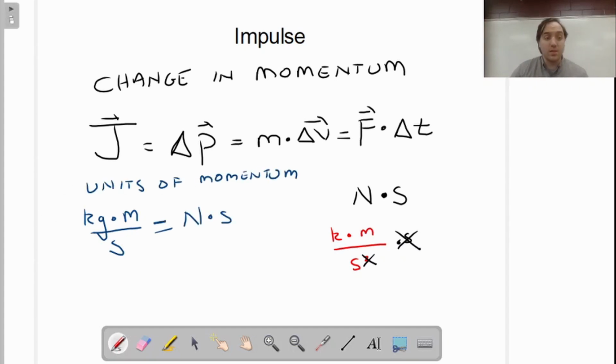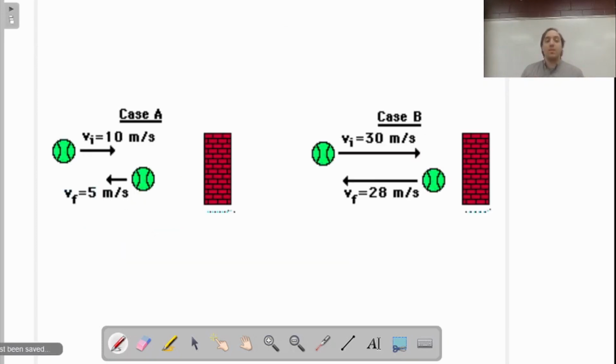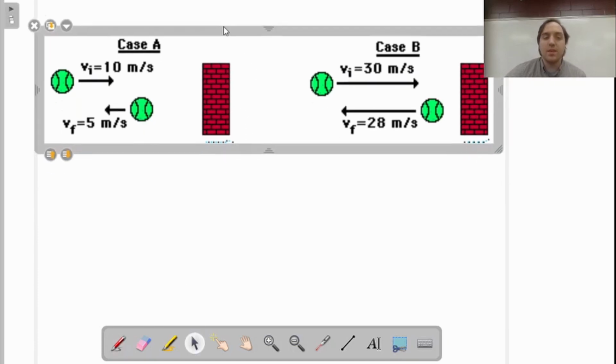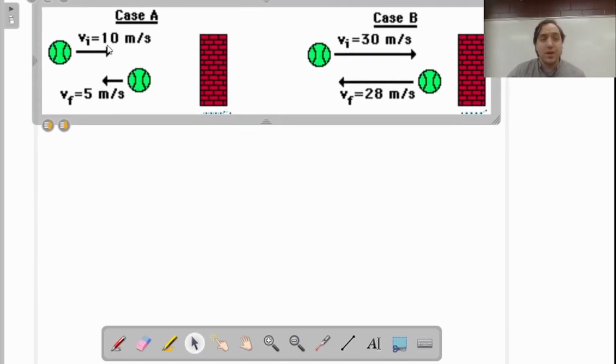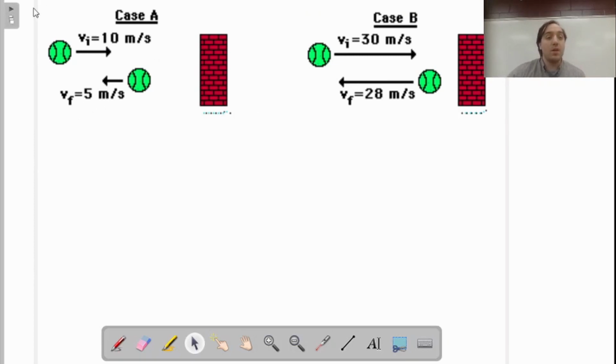So let's take a look at some examples. The easiest way to talk about this is a ball bouncing off of a wall. In this case, the initial velocity is 10 meters per second to the right, and then the final velocity is 15 meters per second to the left. The change in velocity here, final minus initial, is -15 minus 10. I'm using -15 here because I'm using the standard assumption that left is negative. If I wanted to say right was negative, it would be positive 15. So in this case, my delta v is -25.